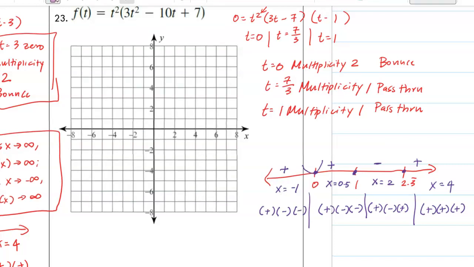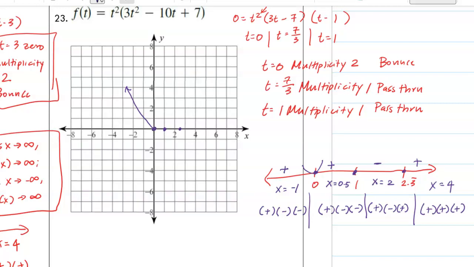Once again, I plotted the wrong thing. Zero, it's going to bounce there, right? And then at one, it's going to pass through. And then at 2.3, somewhere here, it's going to pass through. From here, I know that it was a positive. Okay, it's not going to have any y-intercept because the y-intercept is zero, like the other y-intercept.